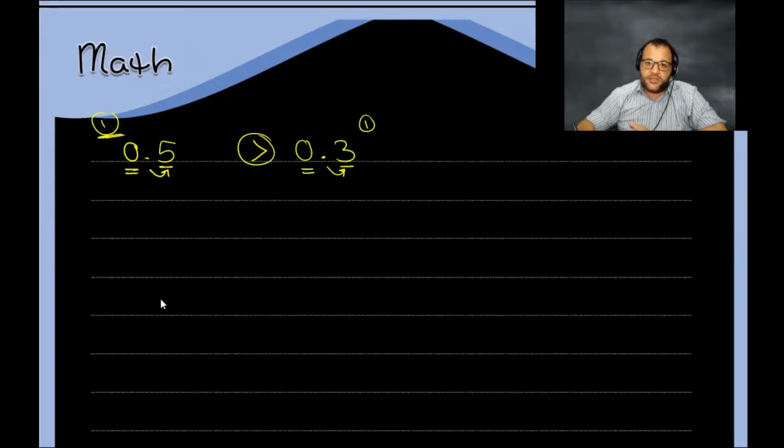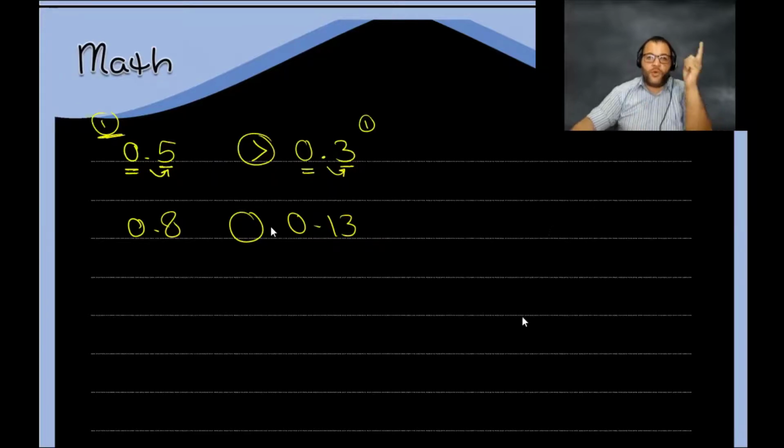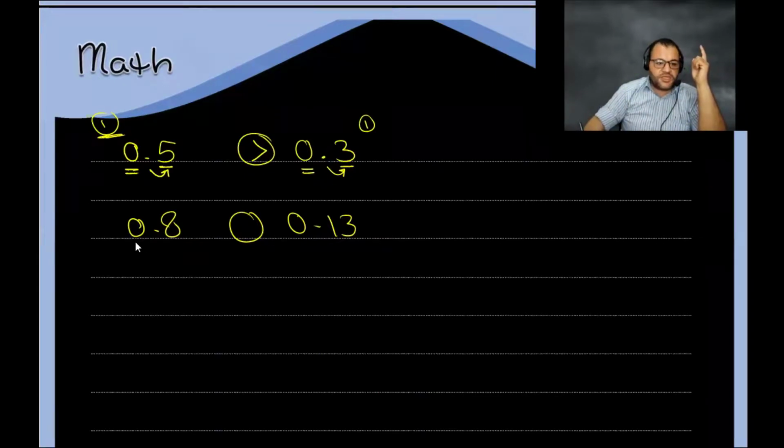You understand it? Again, for this one, we have 0.8 and 0.13. Who can solve this one with me? Can you solve this one with me, Waleed? Number one, what is the first step? Look at the number before the decimal. What is the number before the decimal? 0. What is the number here? 0. They are the same. Ignore them. Now, step number 2.